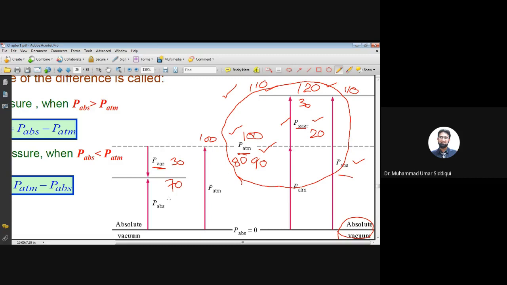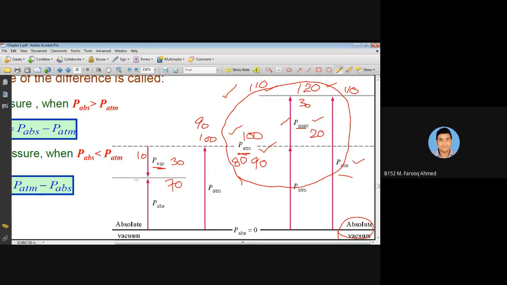Yes, sir. So the vacuum gauge reading is like the negative of the pressure gauge reading. Pressure gauge reading was giving you how much higher than atmosphere. Vacuum gauge reading will give you how much lower than atmosphere. Okay, now tell me one thing. Suppose the atmospheric pressure was 90 and the vacuum gauge is giving you the reading 10. So what will be the absolute pressure?